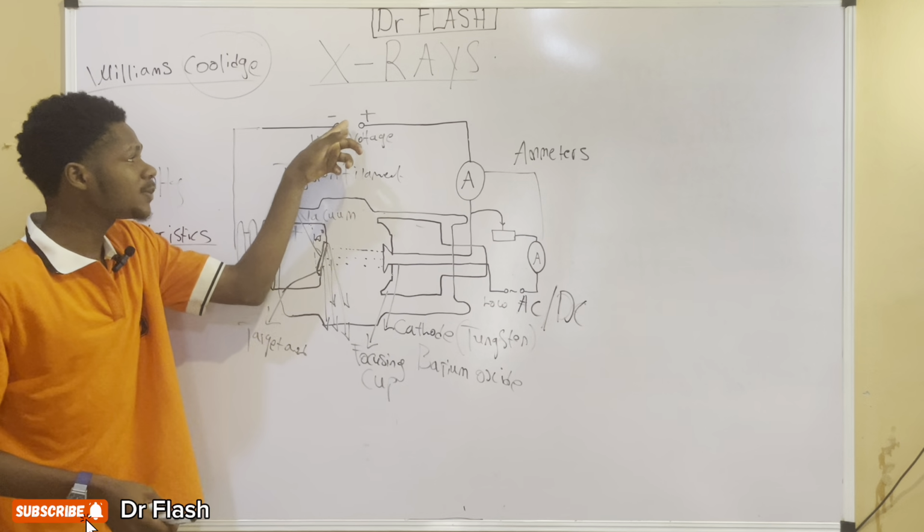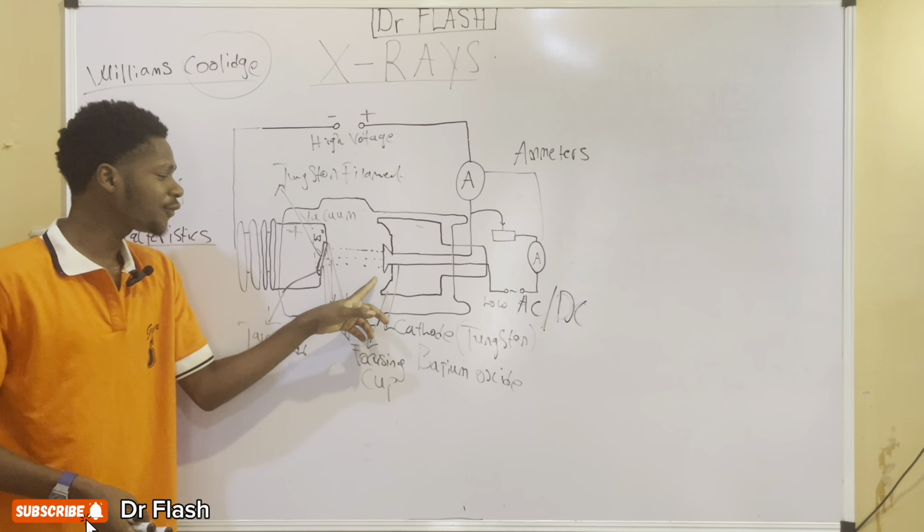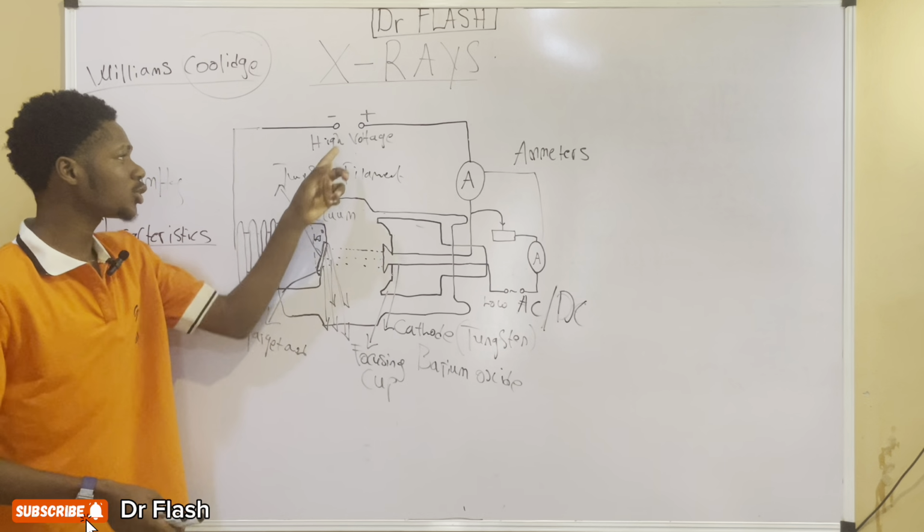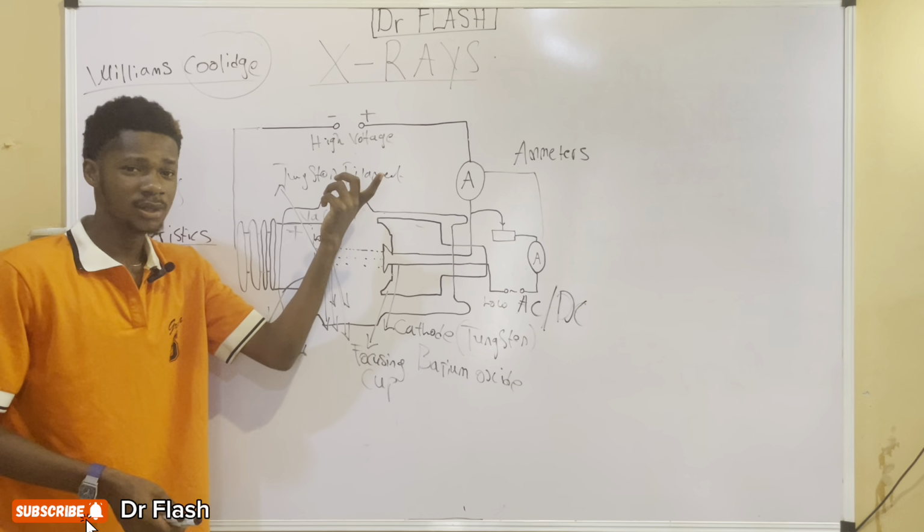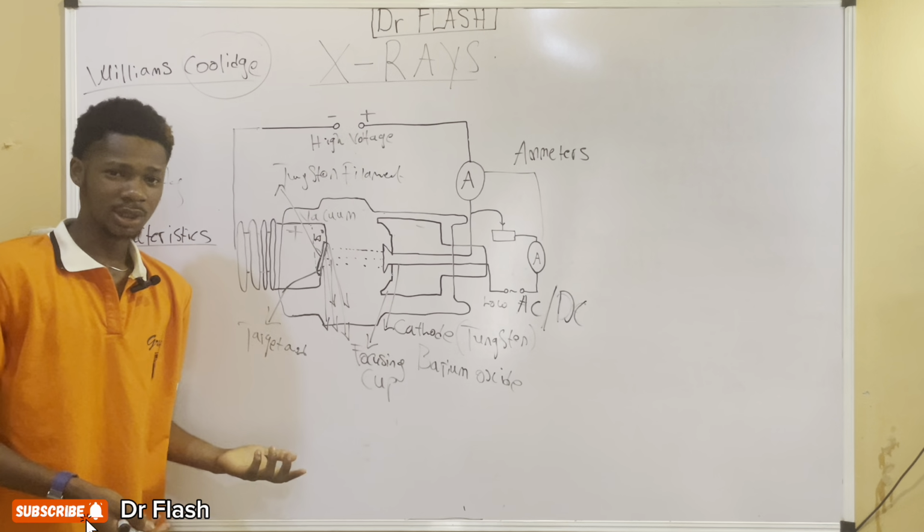Because in this place we use a high voltage, we want to give them the highest acceleration possible. So most times we use around 20 kV. We use about 20,000 volts.